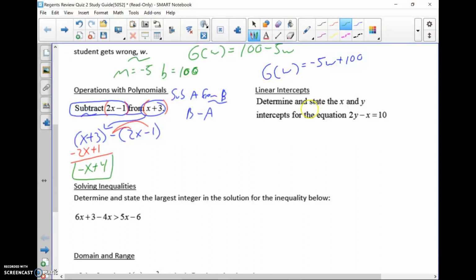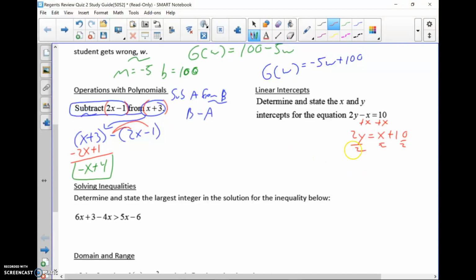Linear intercepts. Determine and state the x and y intercepts of the equation 2y minus x equals 10. Well, you have a couple options here. If you want to use your calculator, it's actually pretty easy, but you need it to be in y equals form. So first I'd have to add x to get 2y equals x plus 10. Remember, we want the x to be first for mx plus b. Then divide by 2, divide by 2, divide by 2.